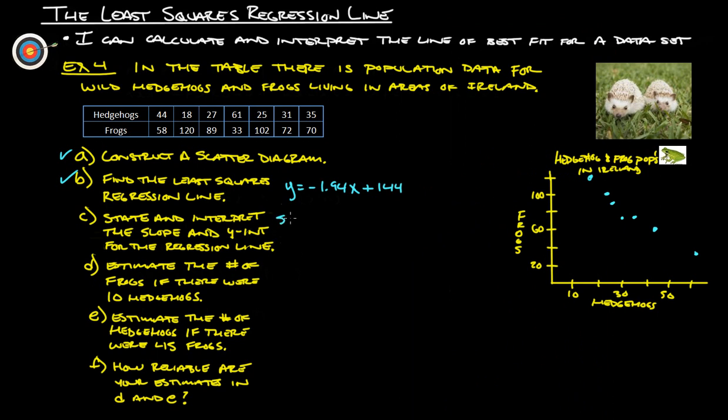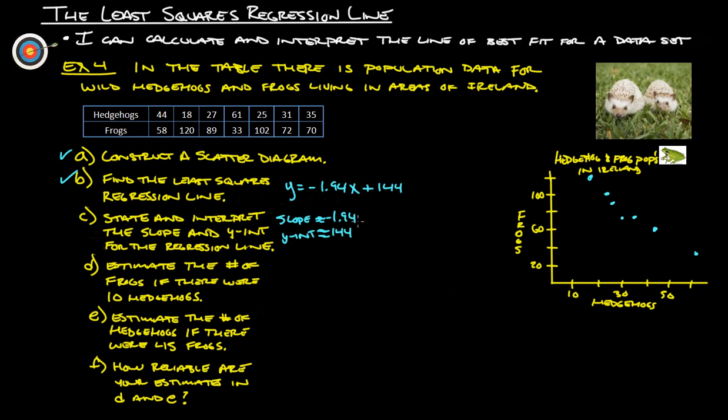So the slope is negative 1.94. The y-intercept is about 144, right? And you could put little squigglies to show that this is a rounded number, or you can put equals. That's fine too.